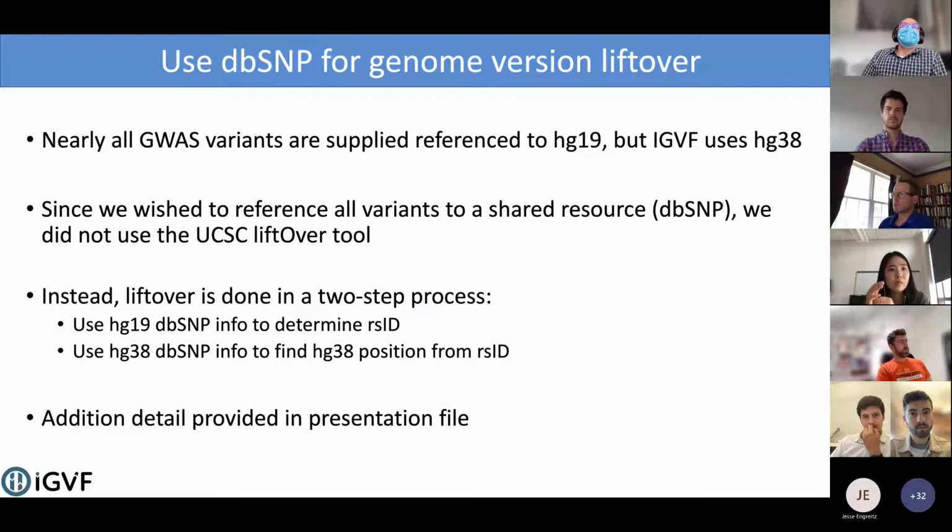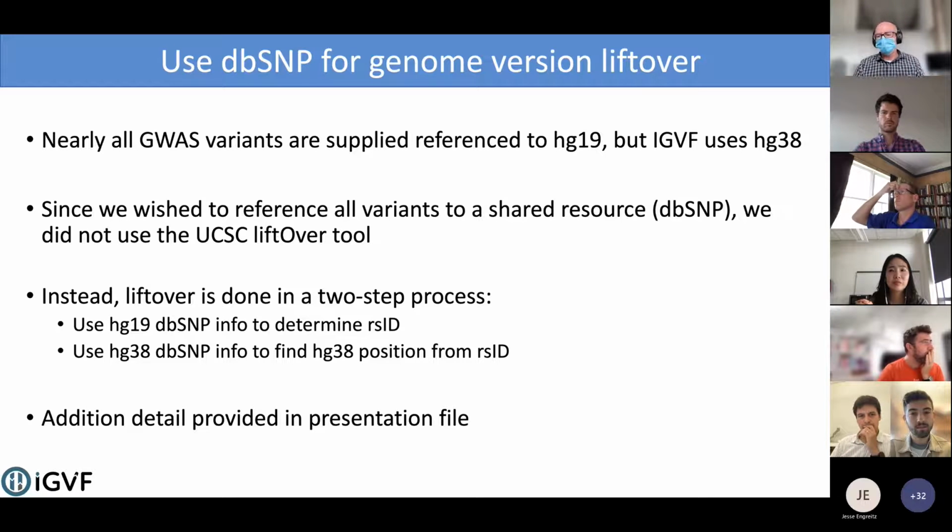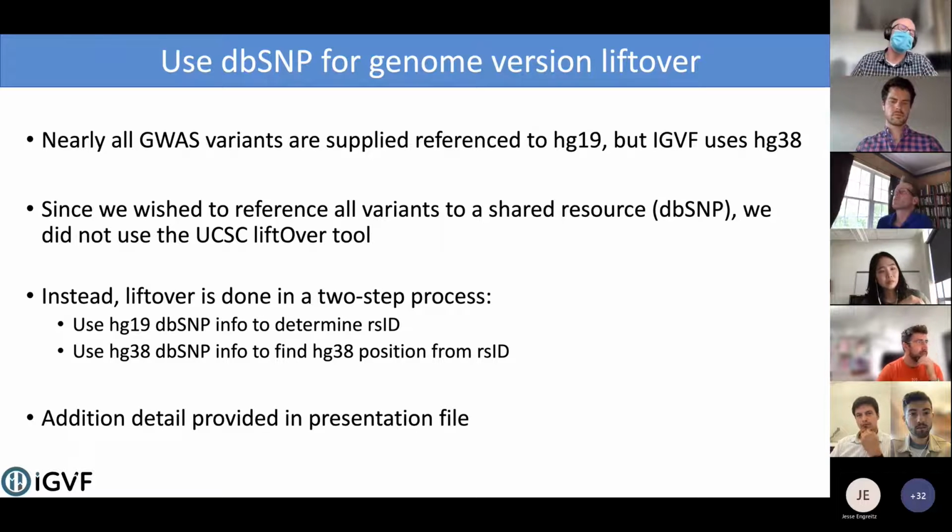So the next step: almost all these GWAS variants are supplied referenced to HG19, but as a consortium, IGVF has agreed to use HG38, at least starting out. We wanted to reference all our variants to a shared resource. We chose dbSNP, specifically build 155. And so instead of using the UCSC liftover tool, we did a two-step process utilizing the dbSNP file. Based on the HG19 data, we identified an RSID for a SNP, and then using that RSID and the corresponding HG38 dbSNP file, we mapped it to the HG38 position.